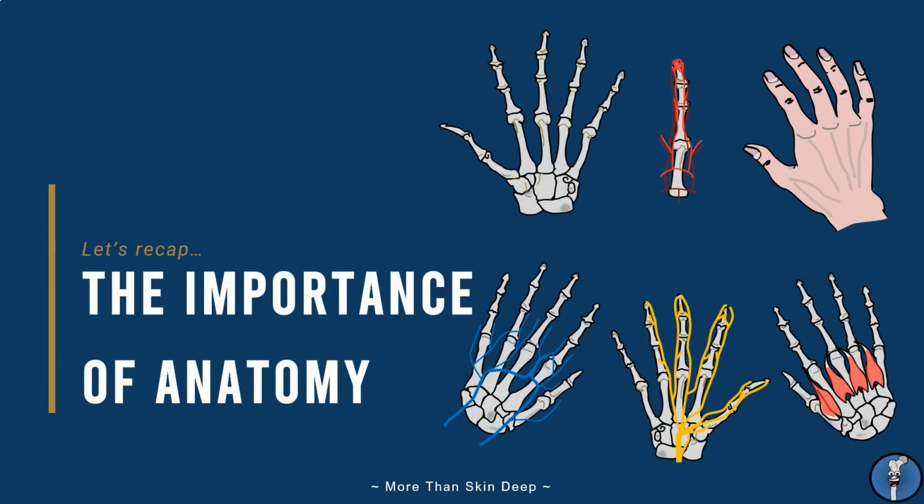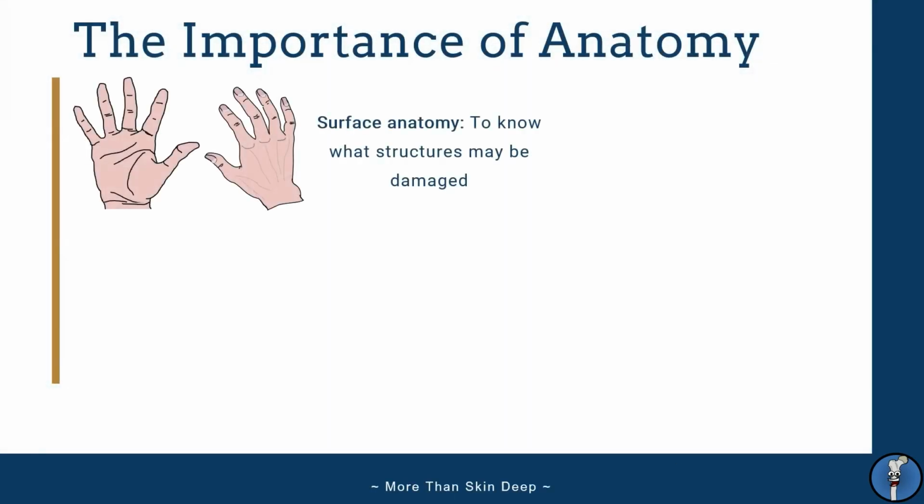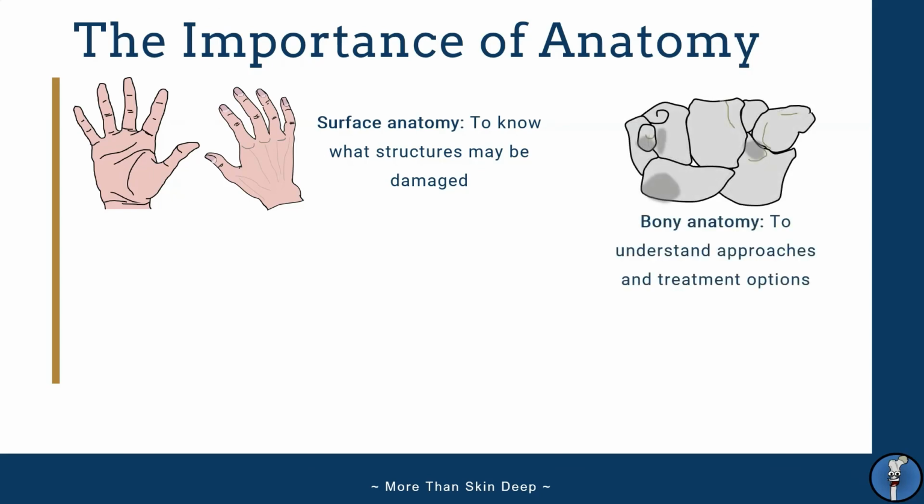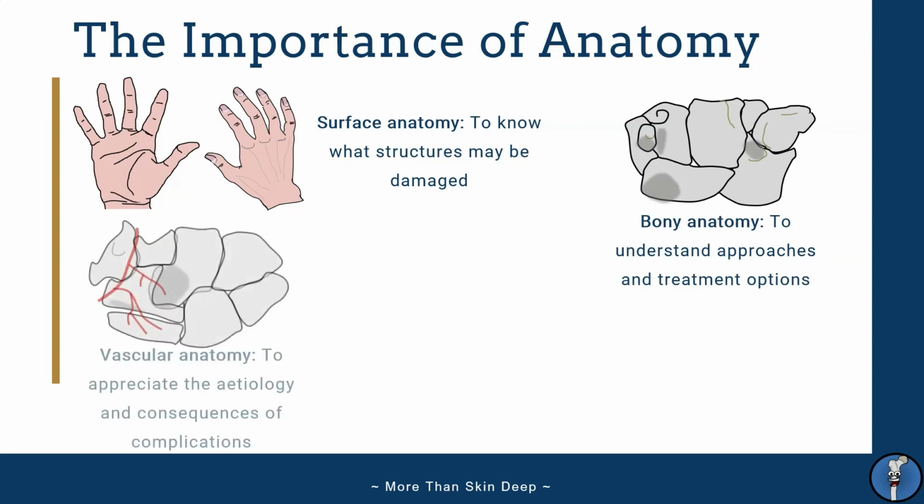Finally, we're going to cover the importance of anatomy and contextualize some of the stuff that we've learned and understand why it's important. So our surface anatomy, of course, is important before you take the X-rays in order to understand what structures might be damaged. So our pain in the anatomical snuff box, of course, leads us to think what lies deep to the anatomical snuff box, in this case, the scaphoid. Our bony anatomy is obviously important to understand the pathophysiology of what's occurred here, and to understand the approaches to the treatment options, such as our screw.